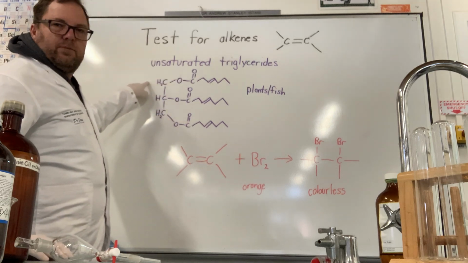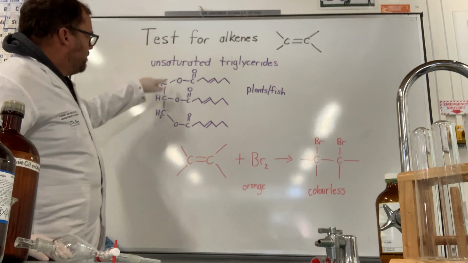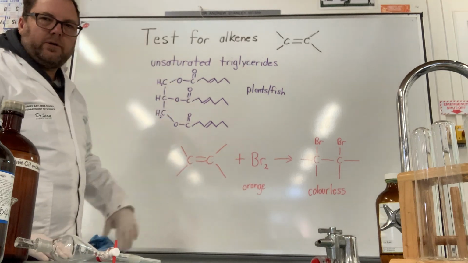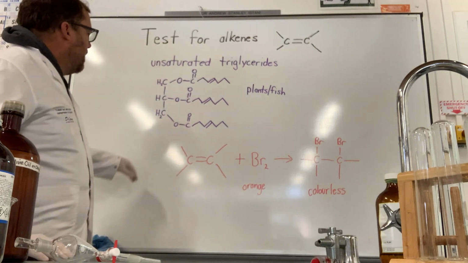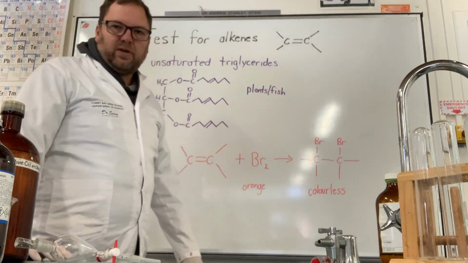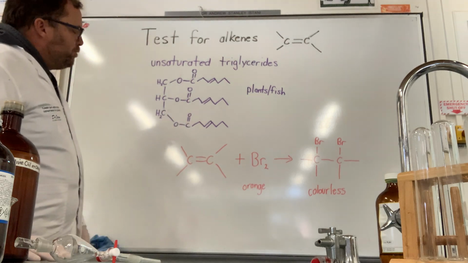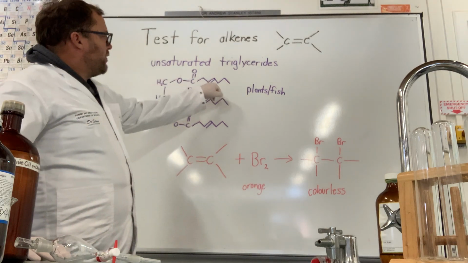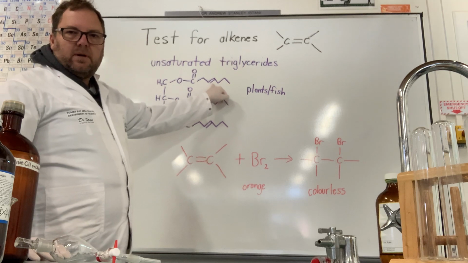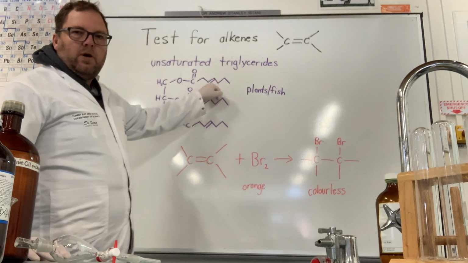with the three ester groups based on that 1,2,3-propanetriol, which would be the alcohol that you would get if you broke that ester apart. These are generally derived from plants, but fish also produce unsaturated fats and oils, or triglycerides. And what makes them unsaturated is that they have carbon-carbon double bonds.